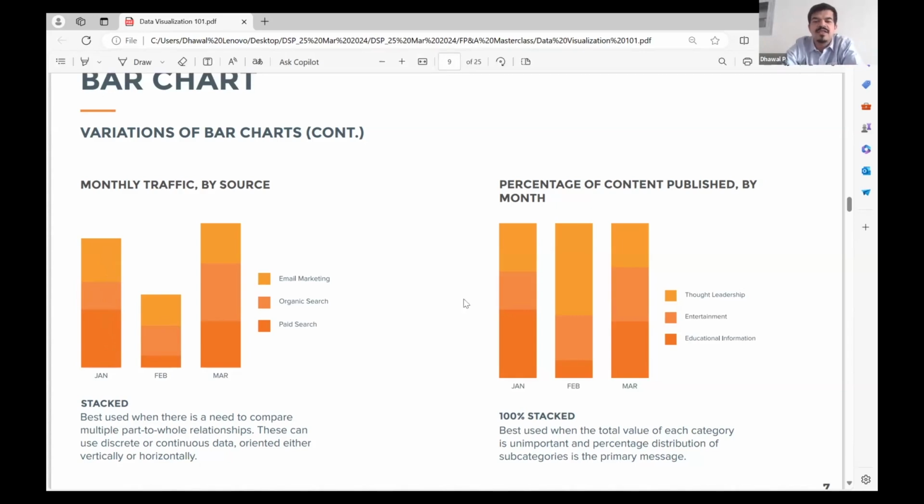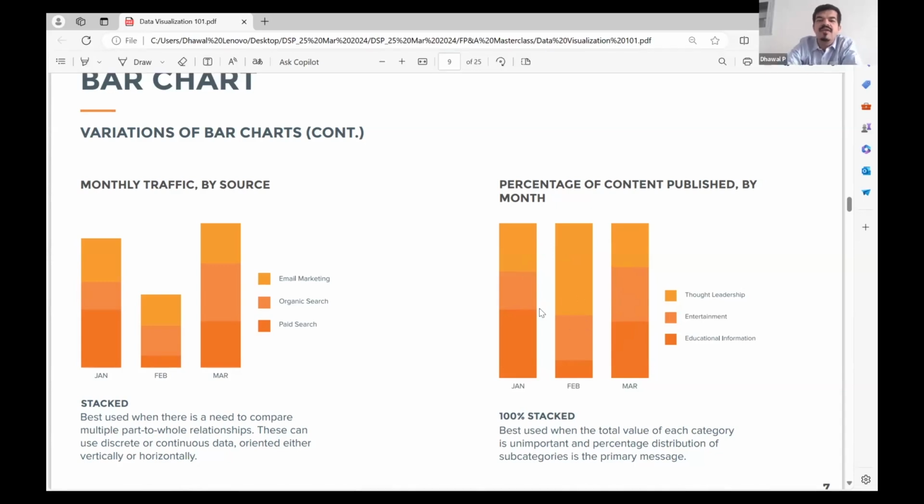Now there is another variation of the bar chart which is called a 100% stacked bar chart, where your whole comparison is irrelevant. From month to month, you're only comparing a whole, let's say 100. Let's say I'm comparing percentages, it will be 100% in every month. Jan will be 100%, February will be 100%, March will be 100%. But within this 100%, I want to understand the breakdown. So thought leadership, let's say, is 30%, but in February, it increases to 60%. I'm just giving you an example.